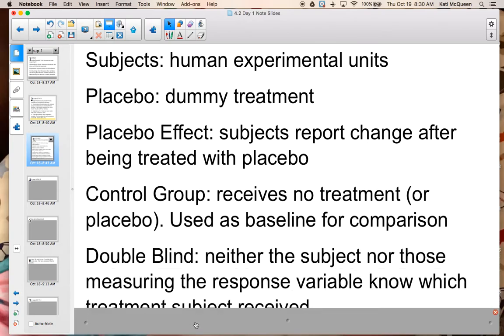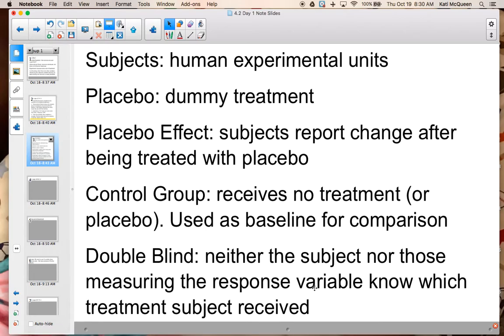All right, double blind then. So double insists that there are 2 things. Blind is somebody not knowing something. So in our case, neither the subject nor those measuring the response variable know which treatment was received. So in order for it to be double blind, both of those have to be true. If just one of them is true, we call that single blind. So you'll be asked if things are double blind. So you have to take both into account.